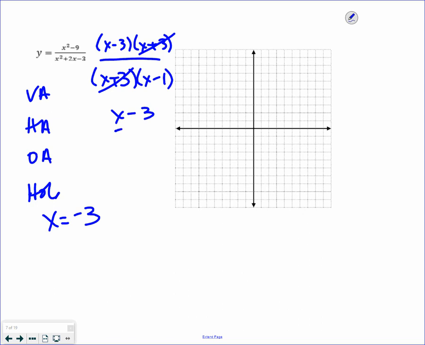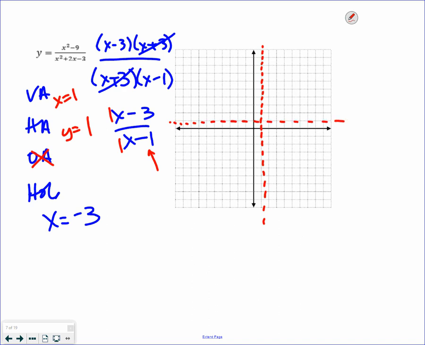What I am left with is still a rational expression. So I'm still going to have some questions here. The vertical asymptote is when x is equal to 1. Remember, when you're looking at the vertical asymptote, it's the value that makes the bottom 0. The degree of the top is the same as the degree of the bottom. So y equals 1. That's the coefficients in front of both of these. No oblique asymptote. So over here on the graph, I've got x equals 1, vertical, y equals 1, horizontal, and then I go to graph.